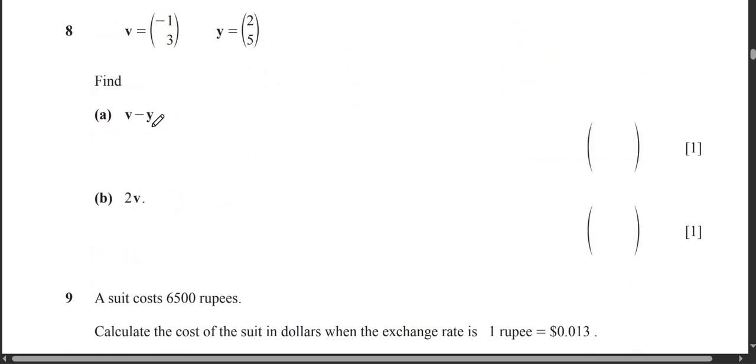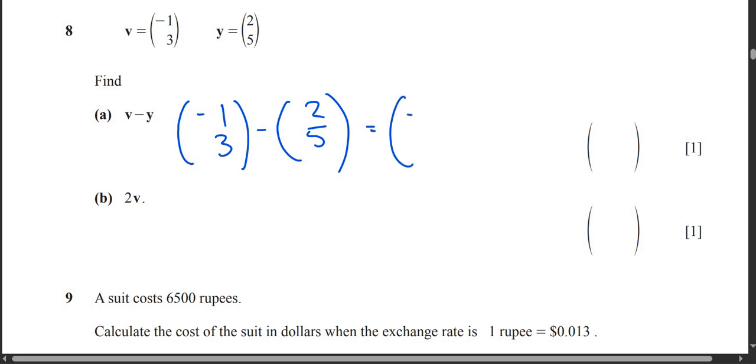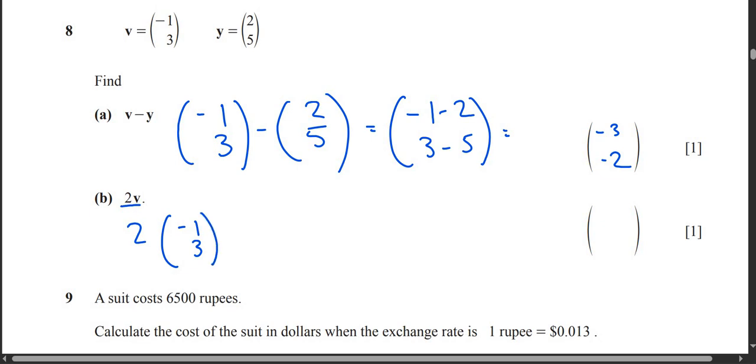Next question we have, find V minus Y. So minus 1 upon 3, that's V. We subtract from it Y, which is 2 upon 5. So this will actually become minus 1 minus 2, 3 minus 5. Minus 1 minus 2 is minus 3, and 3 minus 5 is minus 2. Then we have 2V, which means we will do 2 multiplied by V, which is negative 1 and 3. So this becomes negative 2 and 6. So just write negative 2 and 6.